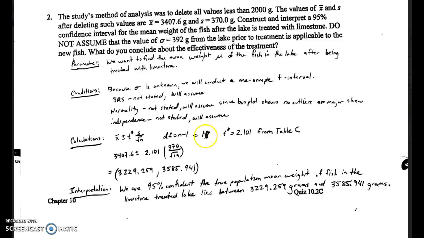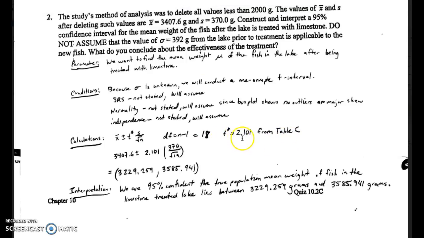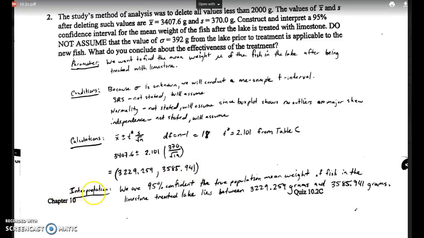Because of this number 18, and because of the confidence level of 95%, if you go look at table C, you'll get a t-star value of 2.101. So then plugging the numbers that we know into this formula, x bar was given, that's 3407.6 plus or minus the t-star value that we looked up. The s, 370, that was given in the problem. Square root of n, which is the square root of 19, that was essentially given in the problem. You dump that information in your calculator and you'll get the interval 3229.259 to 3585.941.